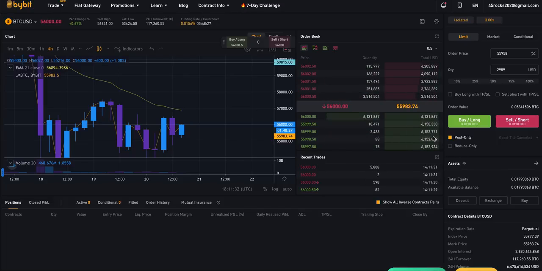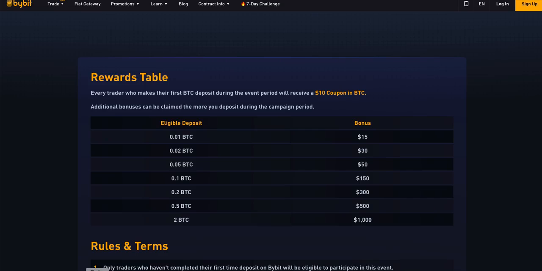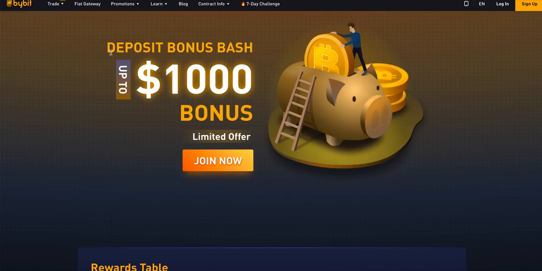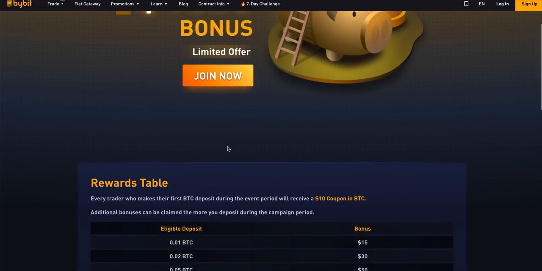If you're totally new and you have never signed up with Bybit before, Bybit is currently offering some really cool stuff to new people. Right now they've got the deposit bonus bash going on, where you can basically get up to $1,000 bonus just for signing up and depositing Bitcoin. First of all, everybody who signs up and deposits any amount of Bitcoin, regardless of the amount of Bitcoin they deposit, will get a $10 coupon.